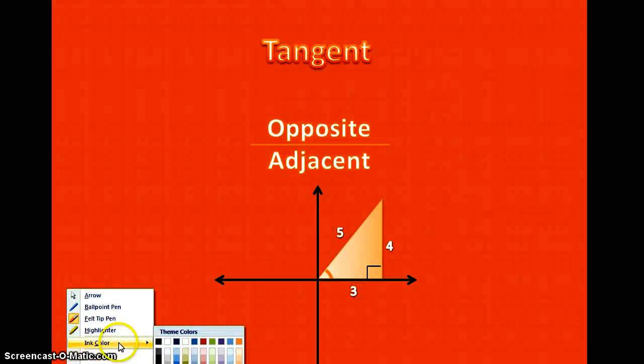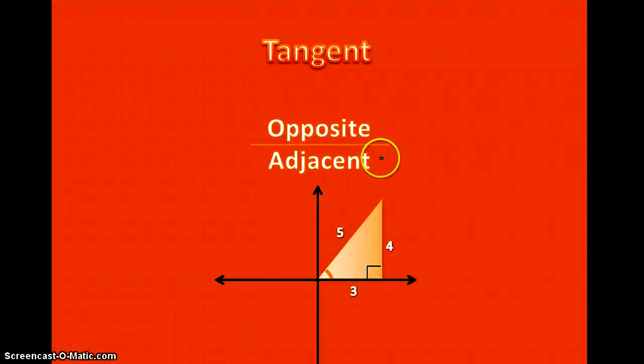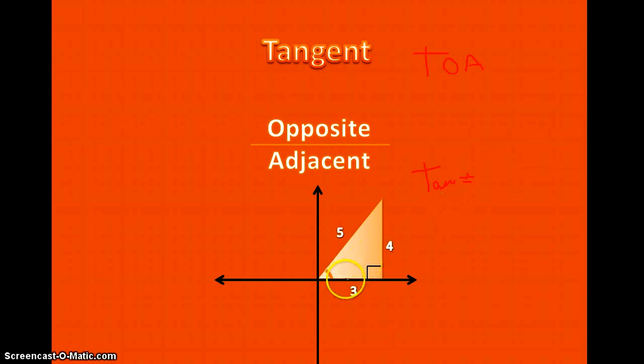Lastly, we have tangent. And tangent, as we all know, is TOA. So we have tangent equals opposite over adjacent. The opposite is 4, so we have 4 divided by our adjacent, which is 3. So we have tangent equals 4 over 3, or 4/3. Now this is where it gets kind of tricky sometimes.